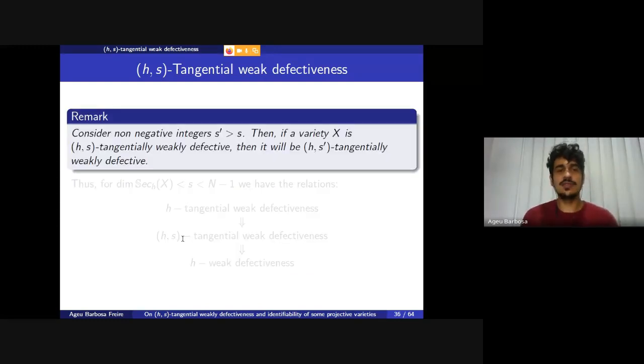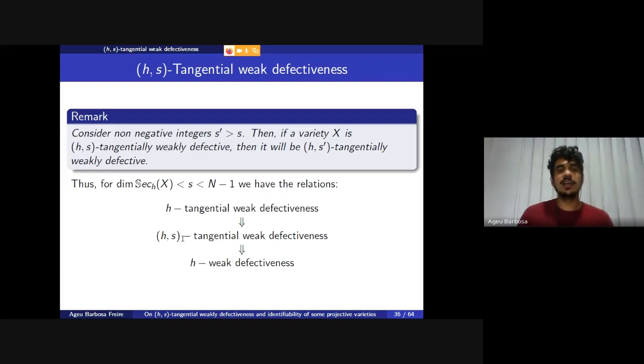Then, another remark is that if you consider two non-negative integers s prime greater than s, and we have a variety X which is hs tangentially weakly defective, then this variety also will be hs prime tangentially weakly defective. Thus, if you take s greater than the dimension of the h-th secant variety and smaller than n minus 1, we have the relation that h tangential weak defectiveness implies hs tangential weak defectiveness implies h weak defectiveness. The implications are immediate once we have the h tangential contact locus inside the hs tangential contact locus, which is inside the h contact locus with respect to a general hyperplane. Then, of course, if you have the h contact locus of positive dimension, the other also will be of positive dimension.